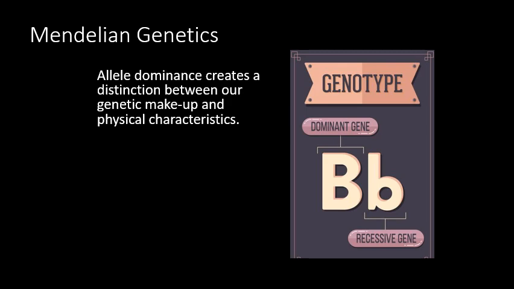For example, somebody can carry a blue allele for eye color and not have blue eyes. So you can take two individuals with brown eyes and they can logically have a child with blue eyes because they both passed on recessive genes. So I'll show you how this works.